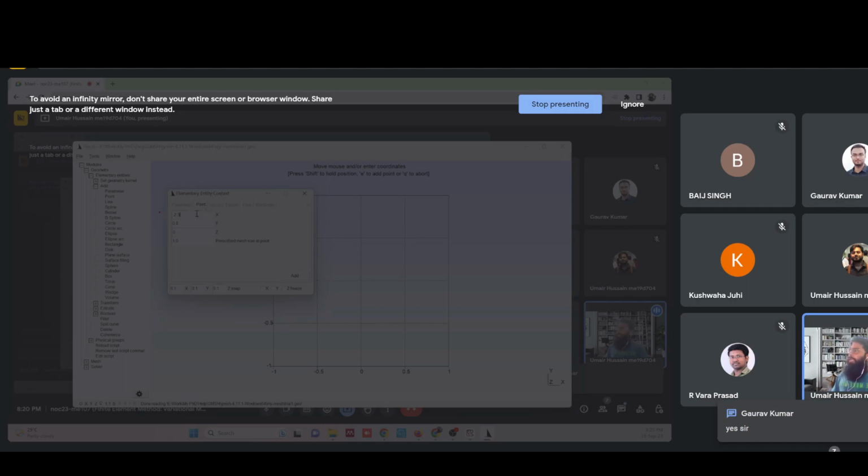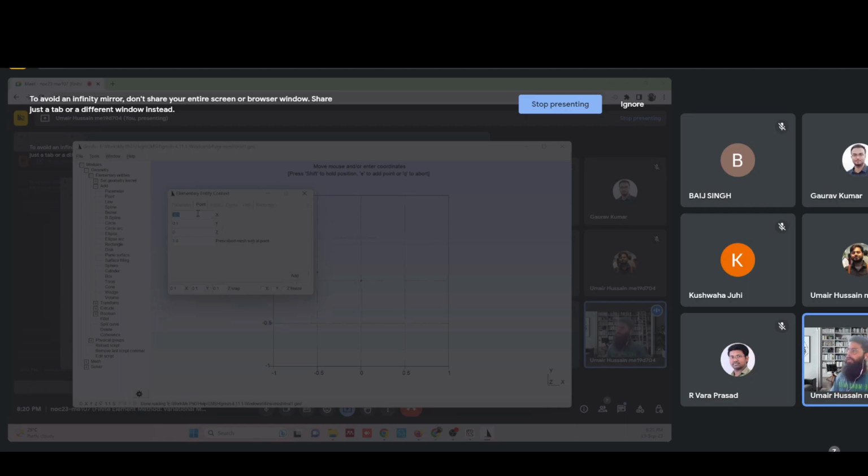So I am adding a point here, 0, 0, 0. This fourth input is for the prescribed mesh size at that point. By default, we keep it one. But if you want the mesh to be smaller or larger at some point, we change that for that particular point. So now we'll keep it to one.